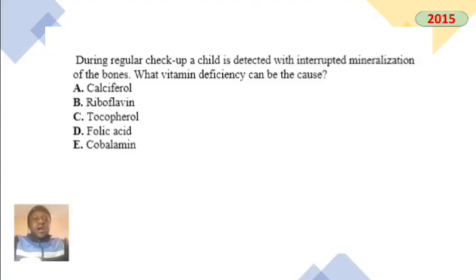During regular checkup, a child is detected with interrupted mineralization of bones. What vitamin deficiency can be the cause? So on bone mineralization, this question is talking about vitamin D. You need to know another name for vitamin D. It's calciferol.